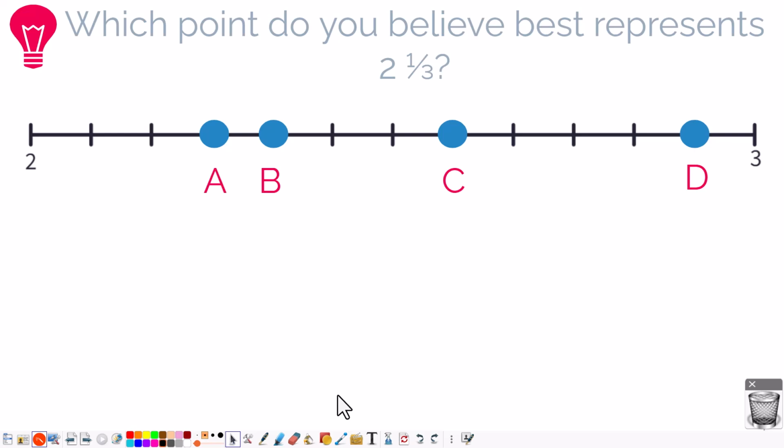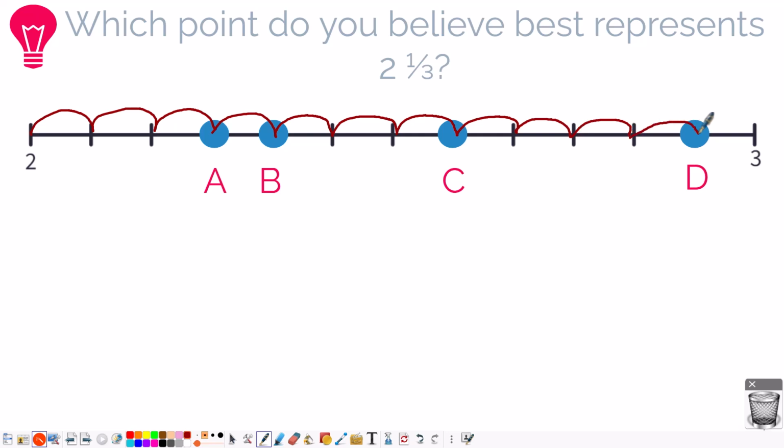Which point do you believe best represents 2 and 1/3? So let's look at our endpoints again. This time it's between 2 and 3. And then let's count the spaces. So here we have 1 space, 2, 3, 4, 5, 6, 7, 8, 9, 10, 11, and 12. So go ahead and put those jumps on your number line as well.